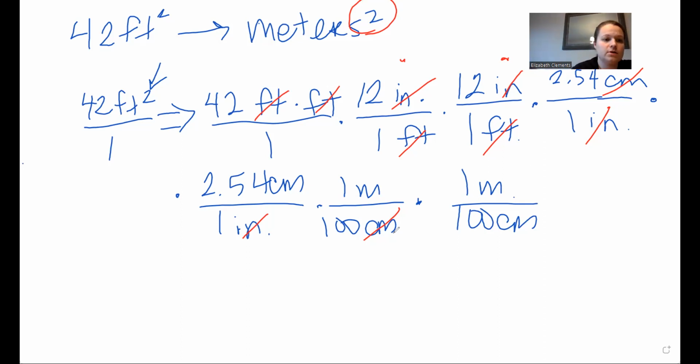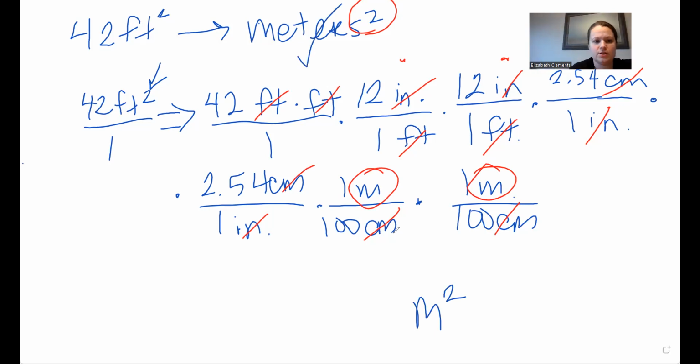So let's see what we have. This centimeter crosses off with this centimeter. Now I have meter and meter. Those are the units I'm left with. Meter times meter is meters squared, and that's what I wanted. So we're done. Meters squared. That's what I wanted.